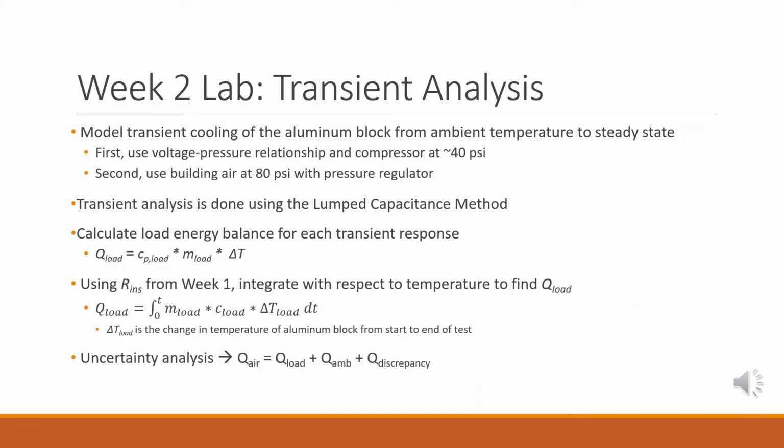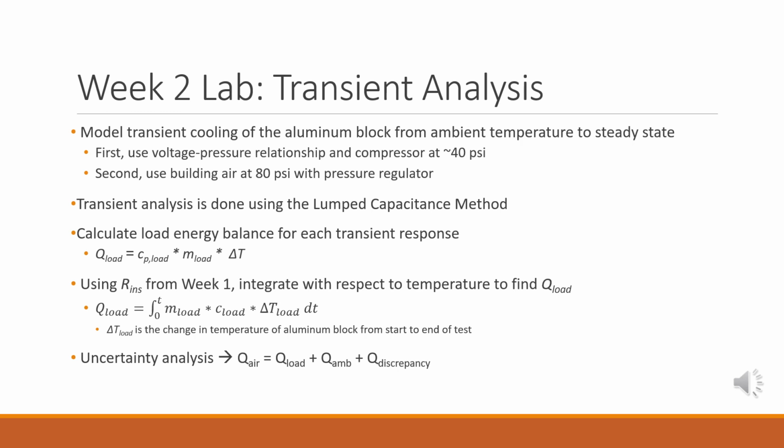Testing in week 2 will involve modeling transient cooling of the aluminum block by the compressor and the building air as the load temperature moves from ambient temperature to steady state. 2 tests will be run, the first where the compressor at a pressure gauge of 40 psi will cool the load, and the other where the building air will cool it. The voltage-pressure relationship defined from the data in week 1 is necessary to determine what input voltage corresponds to the P3 pressure associated with the reading of 40 psi.